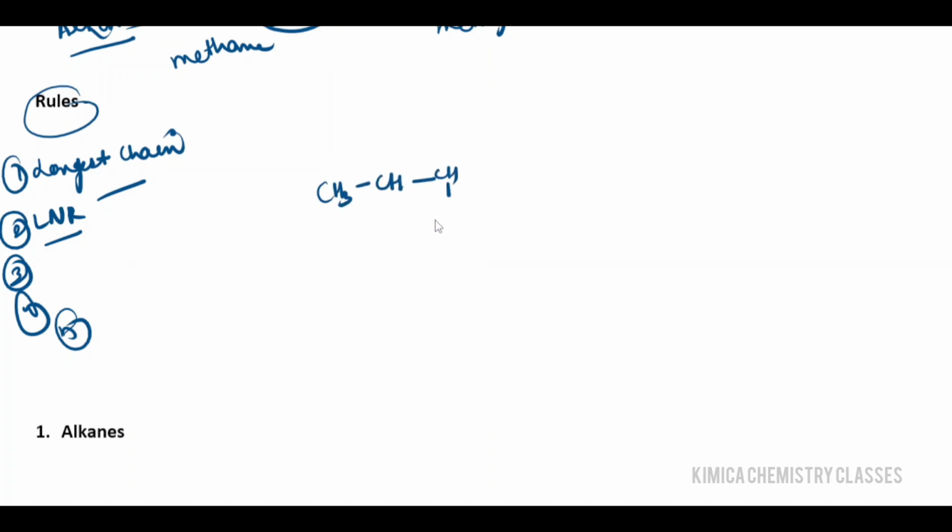I will give you one example so that understanding of these rules is easy for you. I think I have covered all the points from this example. First is the longest chain rule. You have to select the longest chain. If you count 1, 2, 3, 4, 5, 6.